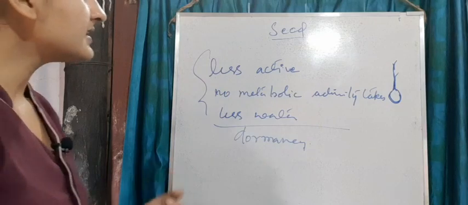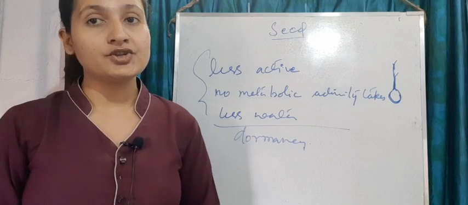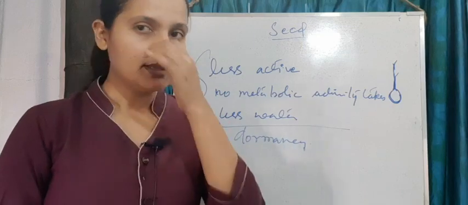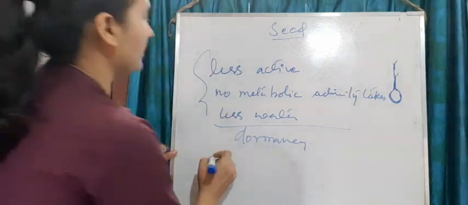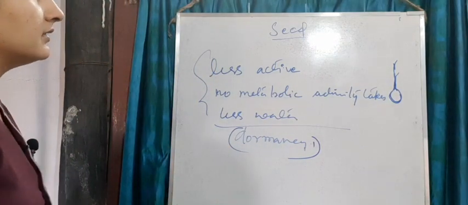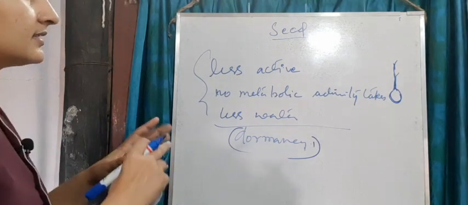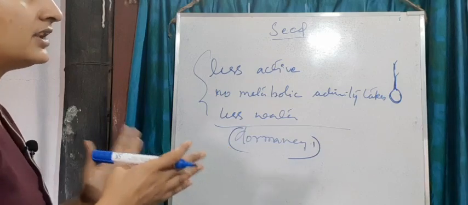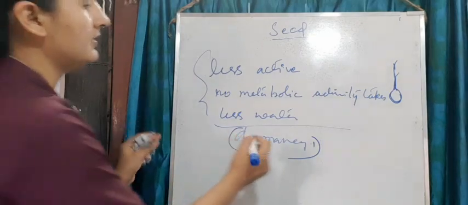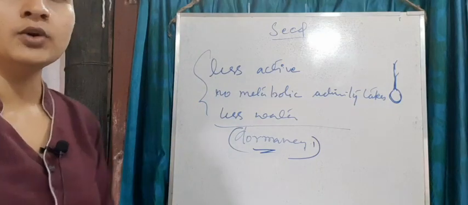So sometimes a seed can remain dormant for many years, and after many years also it can germinate if it gets proper conditions like air, water, right? So this is called your dormancy. Dormancy is a state between the formation of seed and the germination. This is the process in between, the whole state. So it's called your dormancy.